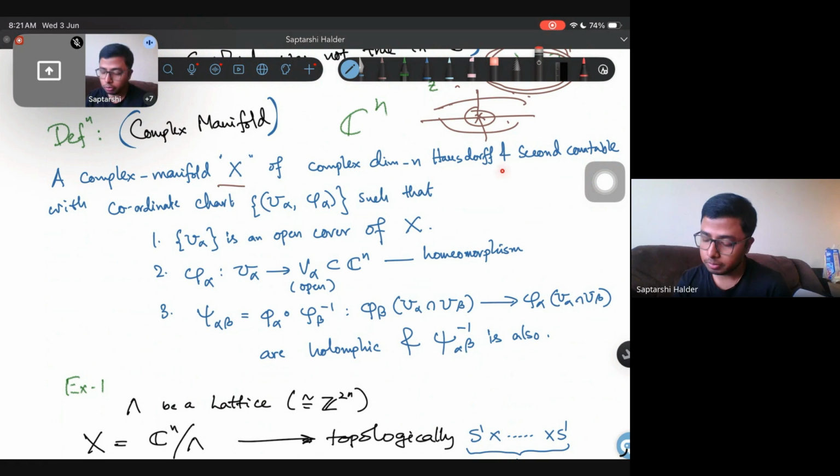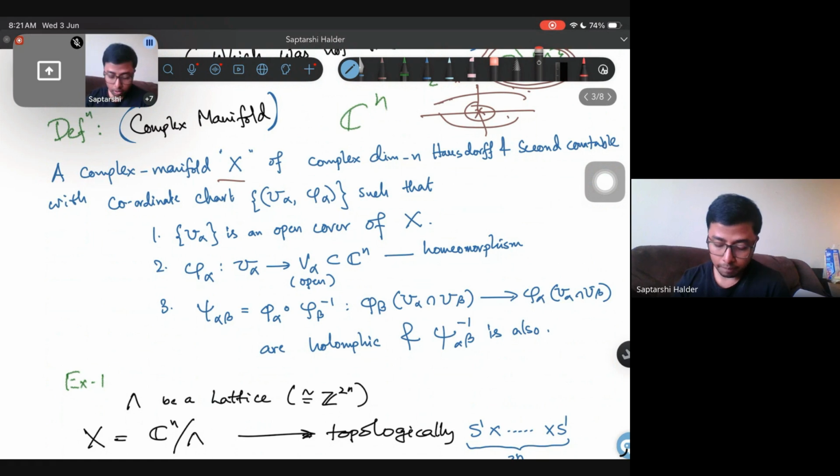It's Hausdorff. I think you know Hausdorff. What does this mean, just in the basic topology sense? And second countable. Okay, and then we have the coordinate charts as we defined in the real differentiable manifolds. We also define the coordinate charts here like this if we have these 3 conditions.